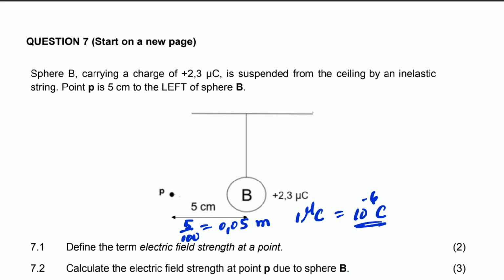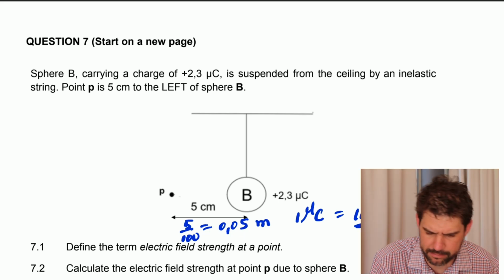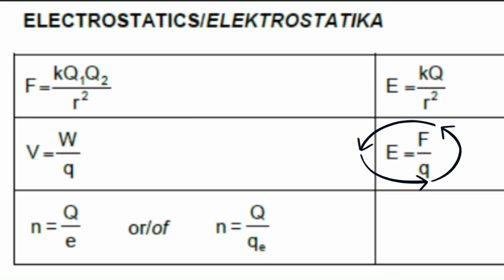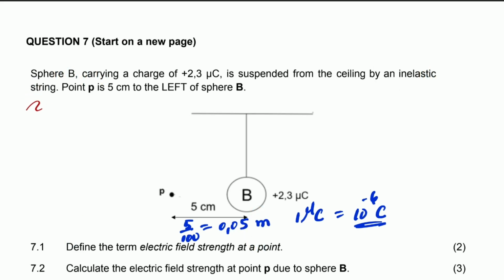Define the term electric field strength at a point. And I want to show you something. When you go to the exam, there are formulas at the back. There is a formula for electric field at a point, which is E equal to F divided by charge. Guys, this formula is the definition of electric field at a point.